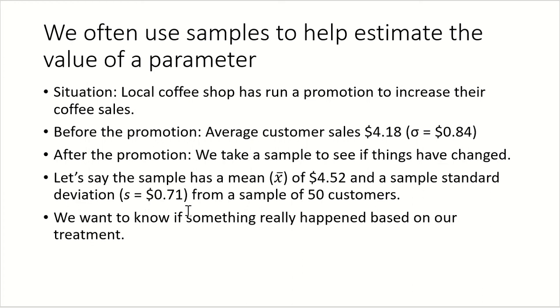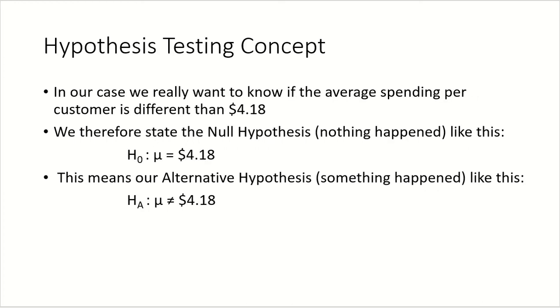What we want to be able to determine is, did something change? From a hypothesis testing concept, what we're really saying is, is it any longer $4.18? So we state two things. We state what we call the null hypothesis, and the null hypothesis basically says, nothing happened. The average is still $4.18. And along with that, we look at an alternative hypothesis. The alternative hypothesis is that the average is no longer $4.18.